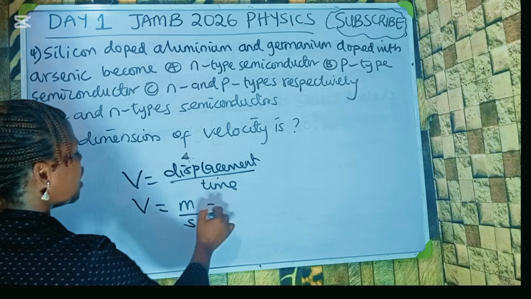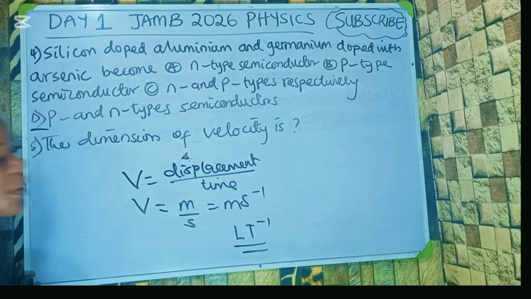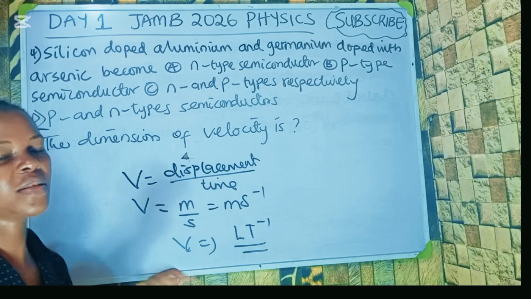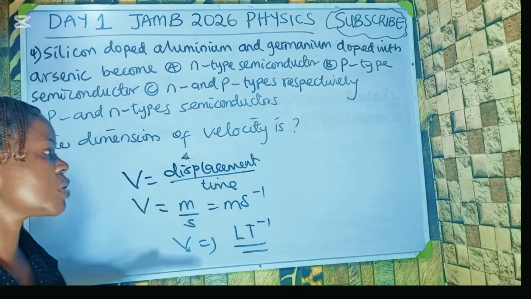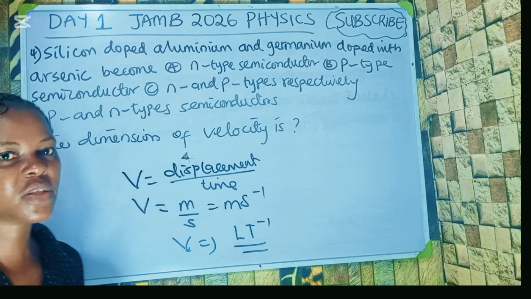Dimension for meter is L, and for time it is T to the power minus 1. So this is the dimension of velocity. In case I ask you to find the dimension of momentum, momentum is mass times velocity, so just multiply by kilogram, right? You get your answer. Is that clear? Let's move to the next one.